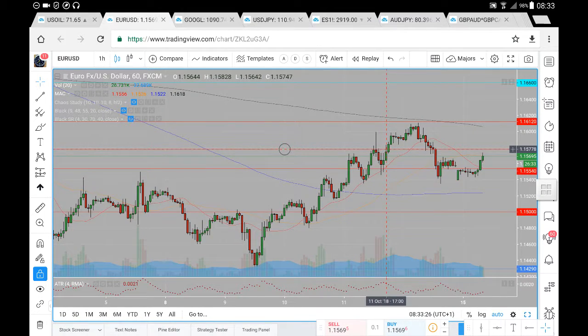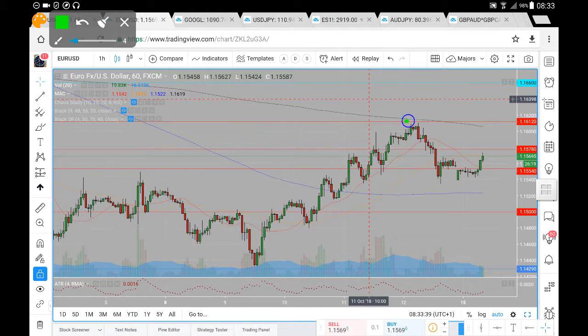So this euro dollar analysis for Monday the 15th of October. Now let's just have a look at prices and where prices may likely go. So previously we did see prices head towards this 1612, didn't quite get there, came within a couple of pips of that 1612. This is sell side momentum, taking us through 1578 and this 1554.